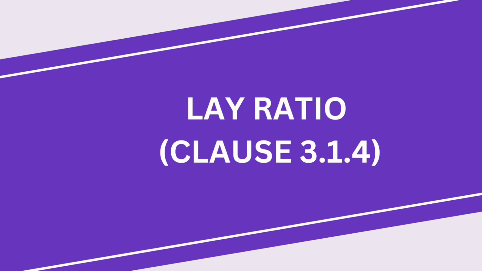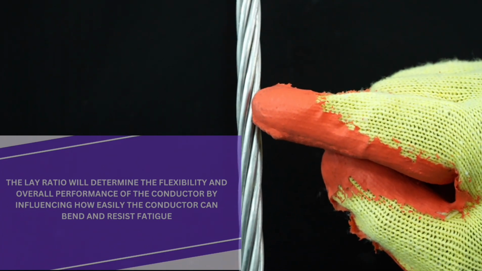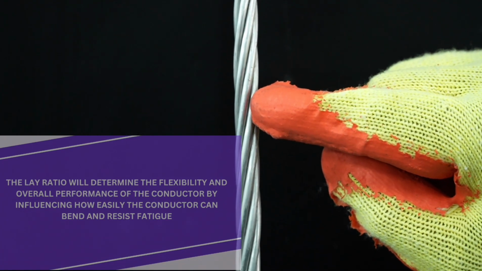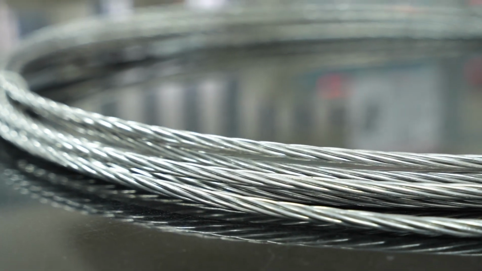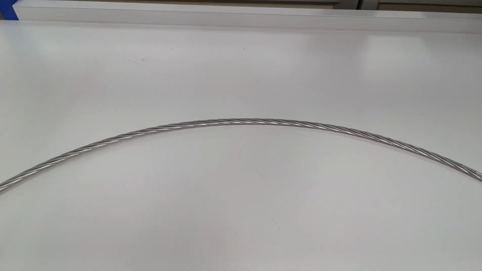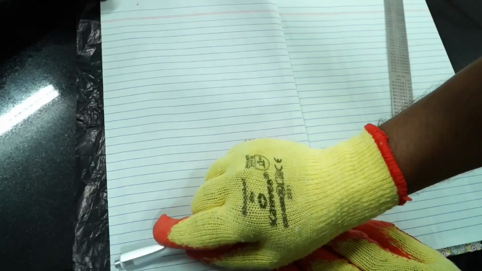The next test being demonstrated is lay ratio. The lay ratio will determine the flexibility and overall performance of the conductor and how easily the conductor can bend and resist the fatigue. Procedure: the length of sample required for this test is approximately 1 meter of stranded conductor.